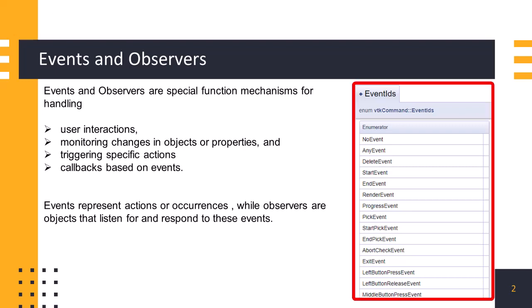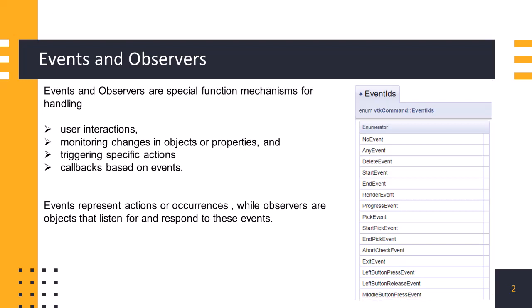VTK provides a wide range of predefined events with unique identifiers that cover interactions with the rendering window, user inputs, and other system events. By using events and observers in VTK, we can create interactive and responsive visualizations, handle user inputs, and update the rendering based on changes in the application state.